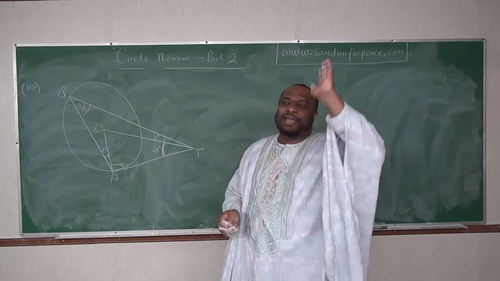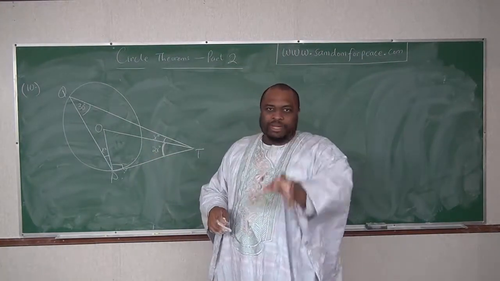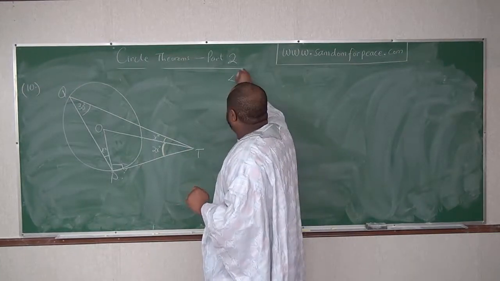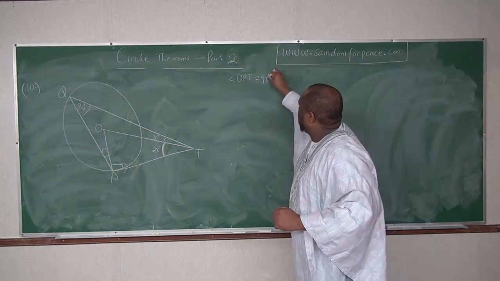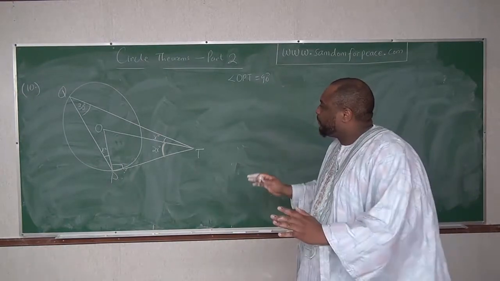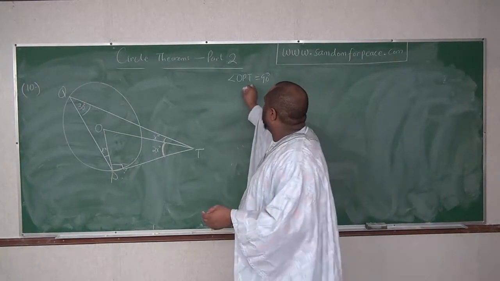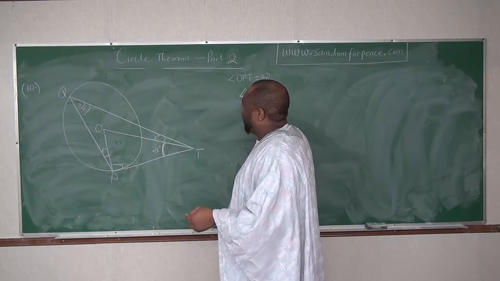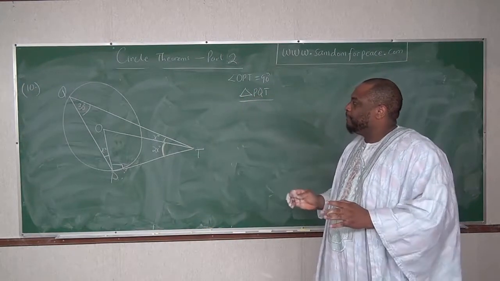So, as you can see here, anytime you see a center, you see a radius, and you see a tangent, just know they might want that theorem. So angle OPT is 90 degrees. Reason, radius is perpendicular to tangent at point of contact. Now let us consider triangle PQT.